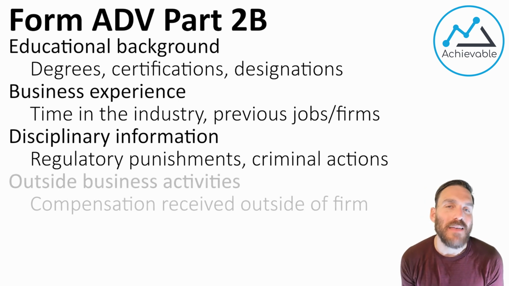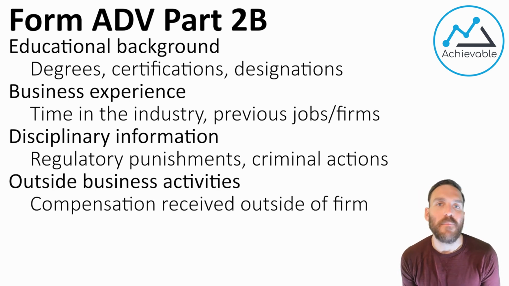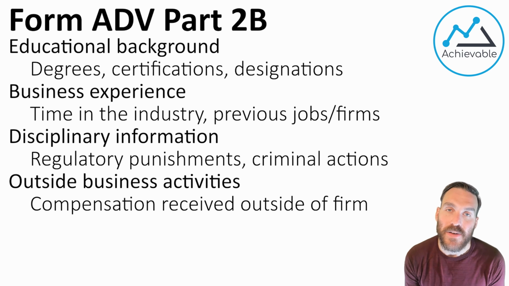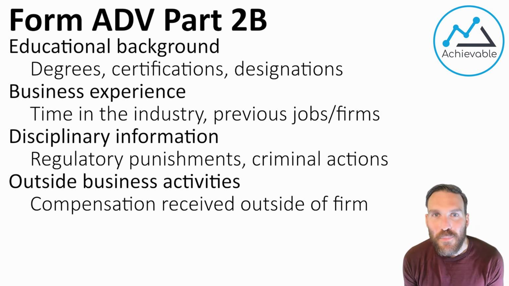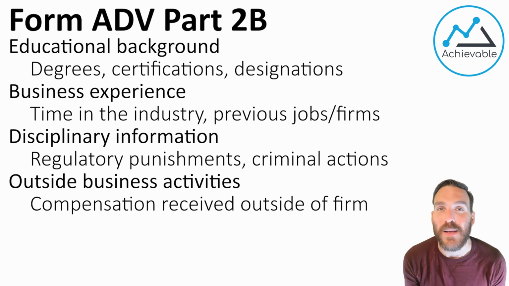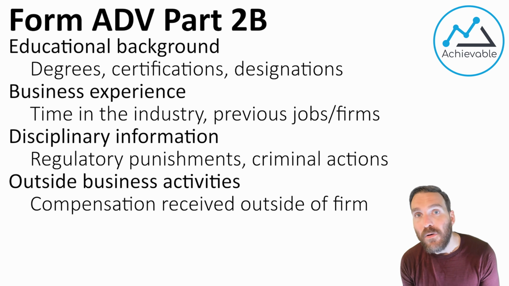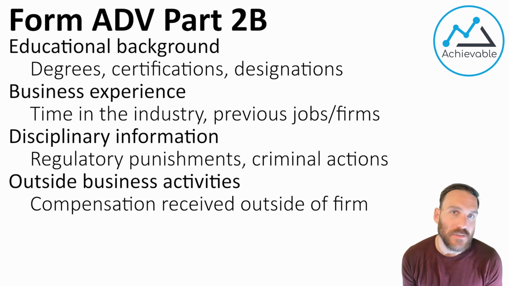Next is outside business activities. This section will disclose any type of compensation that the investment advisor representative receives outside of working for the firm. For example, if the representative is in a band and they get paid to play gigs around town, or if they drive Uber on the weekends when they're not working at the firm, that type of information is disclosed here.